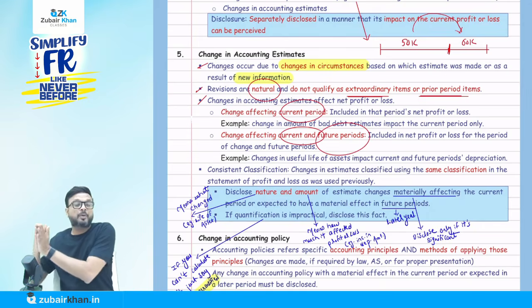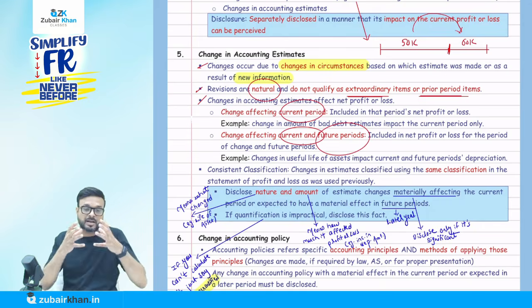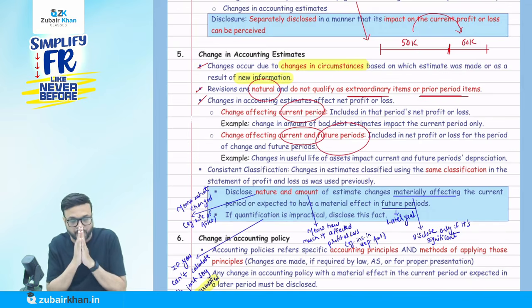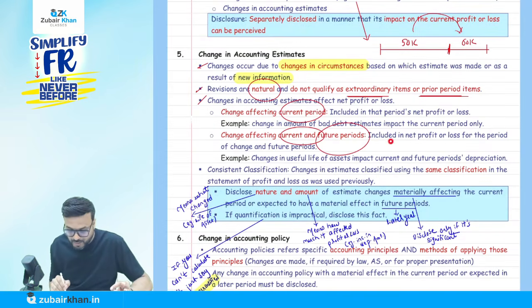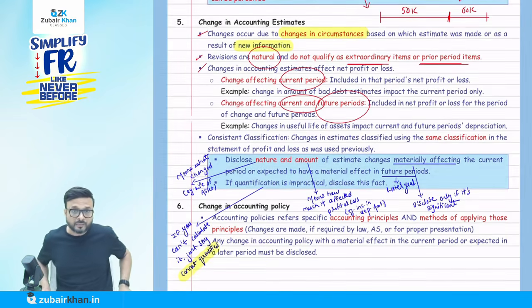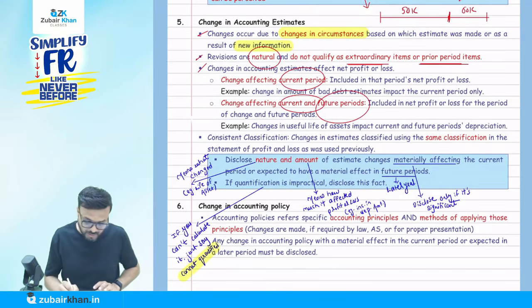So because of a change in accounting estimate, my current year profit alone might be affected, or it might happen that current year and future profit both get affected. So they say the change affects the current and future periods, including the net profit or loss for the period of change and future periods. Example: changes in the useful life of an asset impact current and future periods' depreciation. Okay. Now the next point.